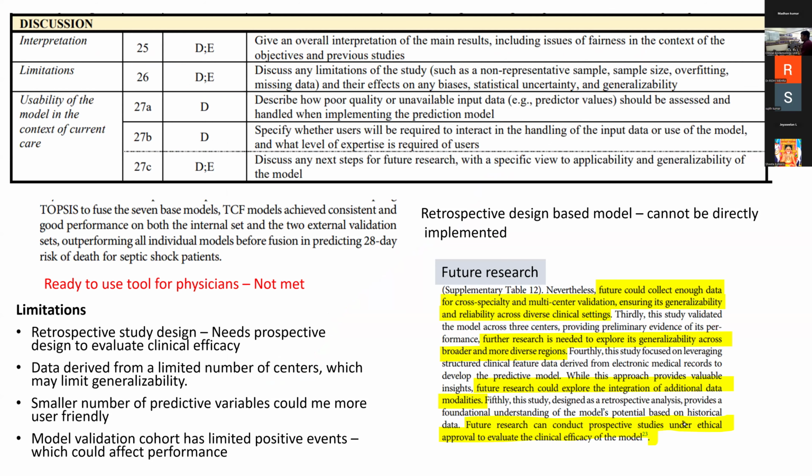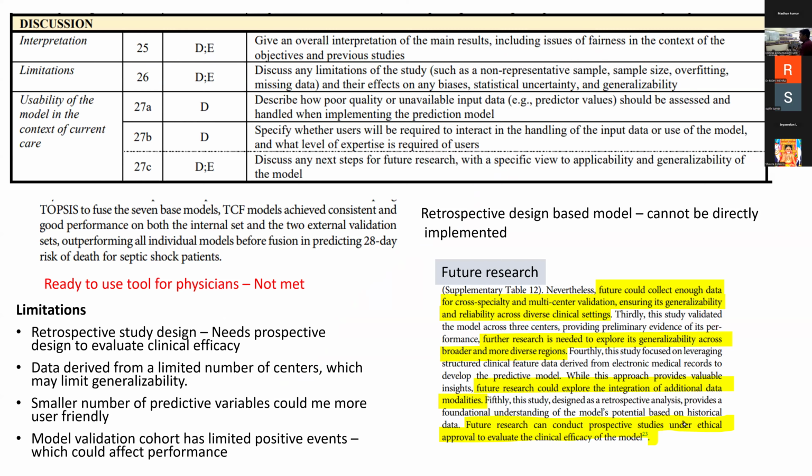Now, the interpretation of the results, the overall interpretation of the main results. Their interpretation is that the model achieved consistent and good performance on both internal and external validation sets, and outperformed the individual models in predicting the 28-day risk of death in septic shock patients. One of the objectives they mentioned was a ready-to-use tool for physicians, but that might not have been met here because it was a retrospective study and they've not given the code and all that. That was not clearly met.